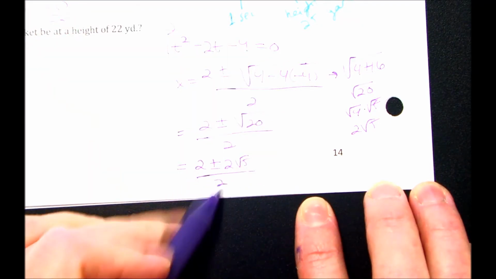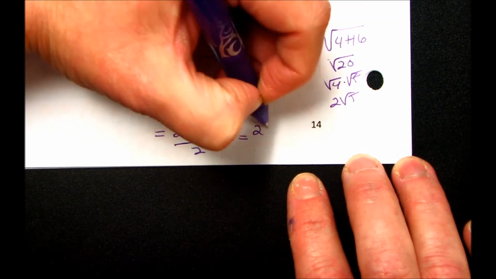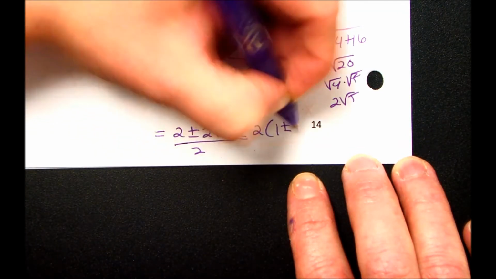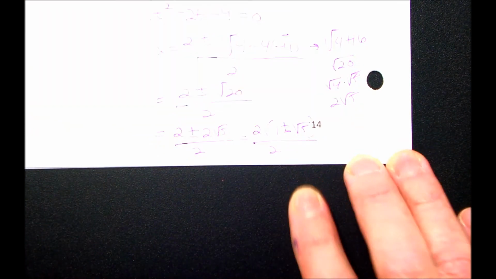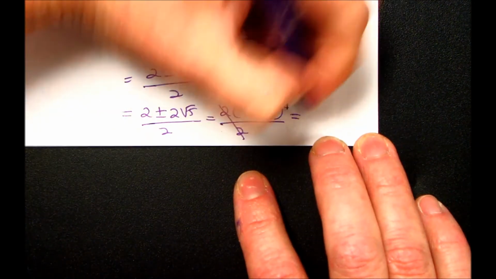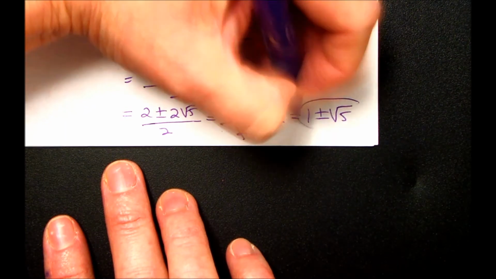So I could divide or reduce all of these terms by 2. Or I could factor out a 2 from the numerator, which would give me 1 plus or minus the square root of 5 divided by 2, and so then you can see the 2 reduces. So in simplified radical form, your solution would be 1 plus or minus the square root of 5.